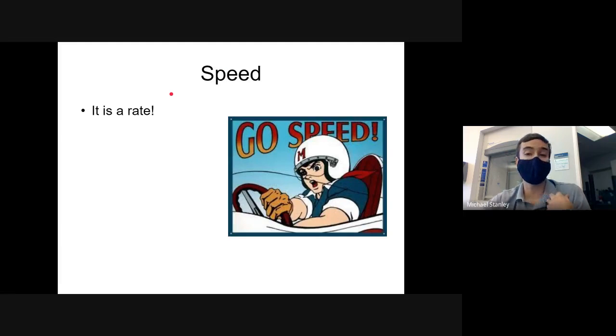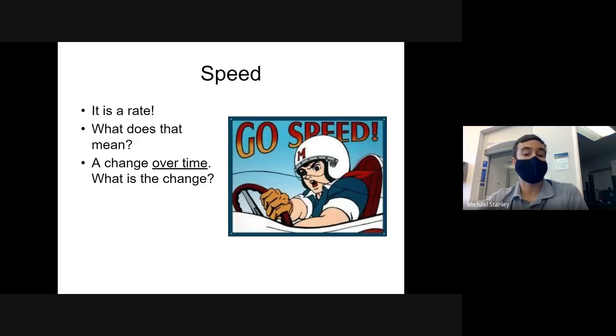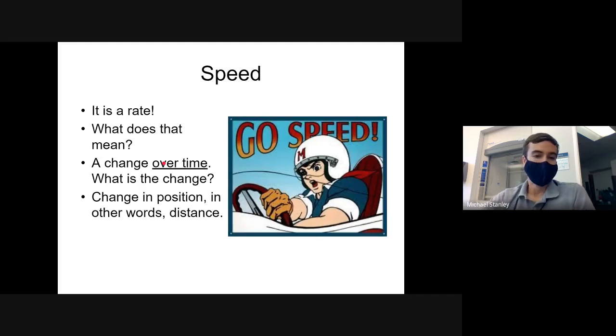So speed is, in physics, something called a rate, meaning that it is a change over time. So your speed is some sort of change that happens in a certain amount of time. And in physics, when things happen in a certain amount of time, we call them rates. So speed is your change in distance, how much distance you covered over how much time it took you to cover that distance. That will tell you how fast you are going.